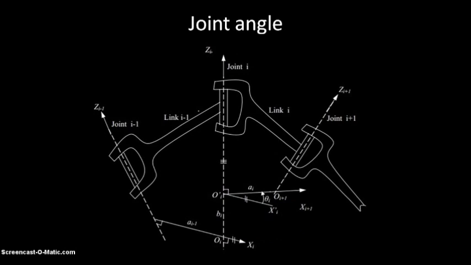Coming to joint angle, it is the angle between the orthogonal projections of the common normal to a plane normal to Z_i. So this is the angle I'm talking about. It can be obtained if you draw a line parallel to a_i-1 at O_i. Again, you need to visualize it in a three-dimensional space. The joint angle is constant for prismatic joints and variable for revolute joints.